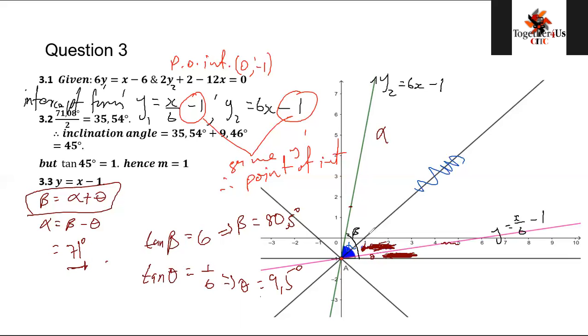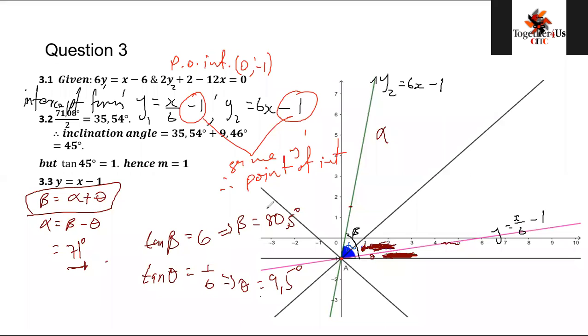Now, we know our angle between these two lines is 71 degrees. Now, 3.2 then says, okay, prove that the bisector has a gradient of 1. So this is now where we can consider this line.